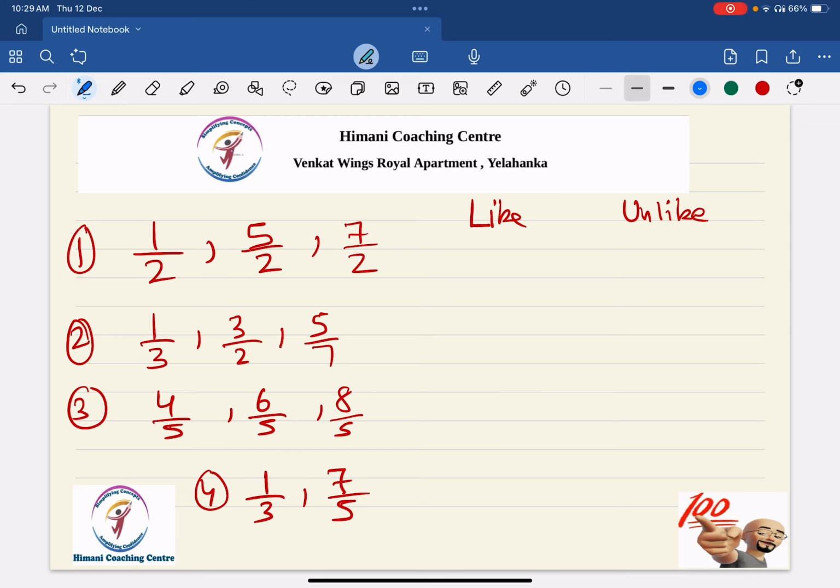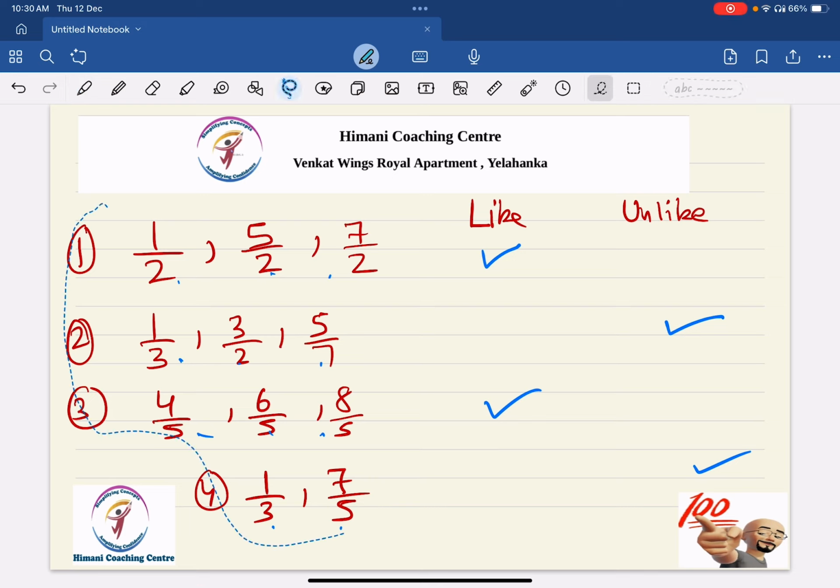Okay. Now kids, if you have done, let us see how you have done. So first one, are the denominators same? Yes. So the fractions are like fractions. Second one, denominators, they are different. So, unlike fractions. Third one, the denominator is same, like fractions. Denominators different, unlike fractions. So if you have done it correctly, very good. If you have not done it correctly, no problem. Watch the video again and do it properly.